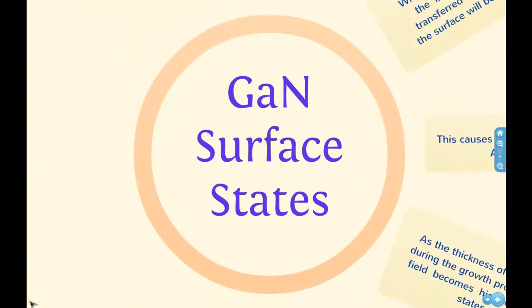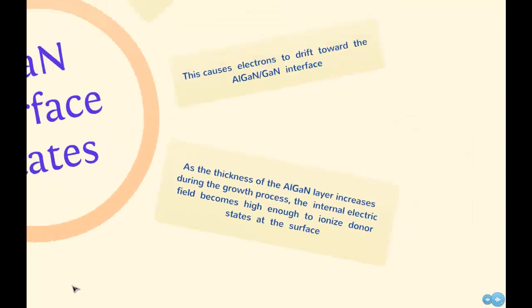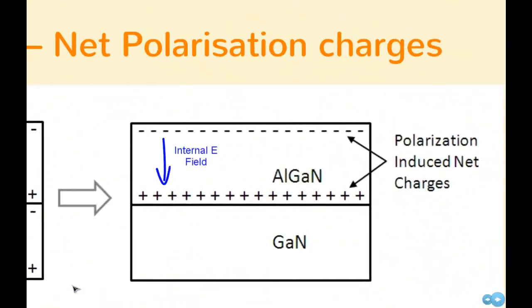Now, an important topic which is related to polarization in gallium nitride is that of surface states. Now, when we're growing the AlGaN layer on the GaN buffer, as the layer thickness increases, the internal electric field which is created becomes high enough to ionize the donor states at the surface. So again, if we go back to this picture, we've got the electric field there, which is due to the net induced polarization charges, which increases further and further. And as it increases further, it can take charges away from the surface of the AlGaN layer and sweep them down to the interface.